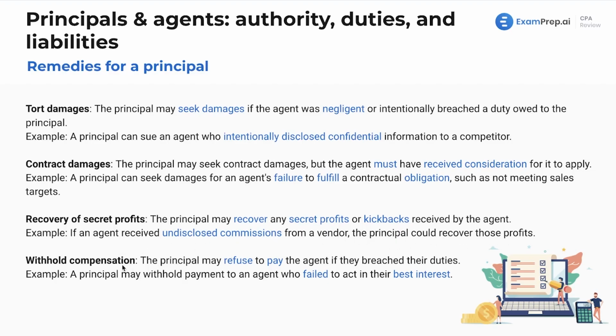And lastly, the remedy of withholding compensation. The principal may refuse to pay the agent if they breach their duties. Just in general, a principal may withhold payment to an agent who failed to act in their best interests. Now, that could get disputed in court later on, but that's not for us to talk about here. We're talking generalities and how this should work.